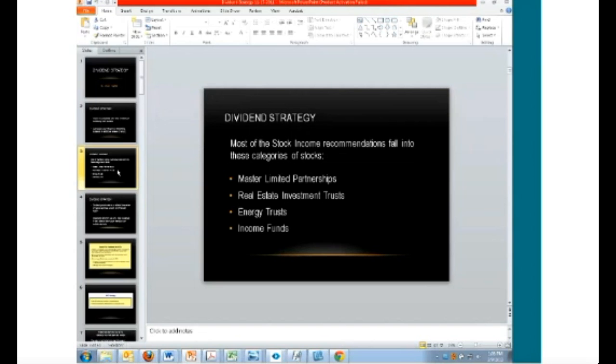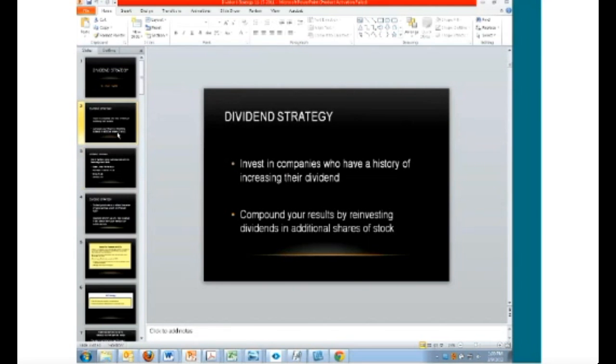So this is lower risk, obviously, than most of the other Inner Circle portfolios, but despite being lower risk, it's got a tremendous return. And that's mainly due to this simple strategy of investing in companies that have a history of increasing their dividend and then compounding the results. And I'll show you some examples of a recent dividend I received from a Real Estate Investment Trust and an MLP, and I'll show you how I reinvested those dividends in additional shares of stock, which allows me to compound my returns.